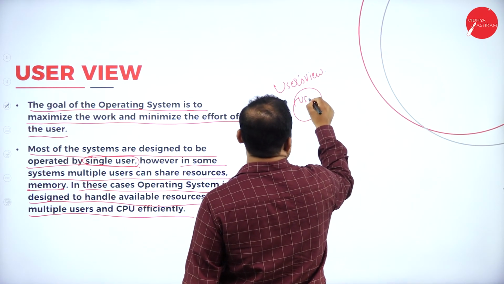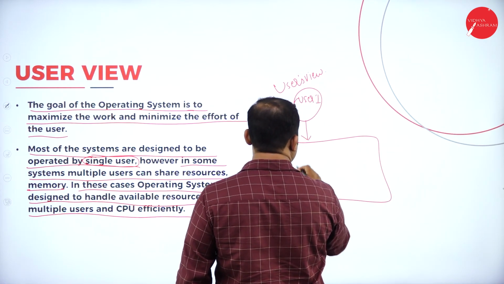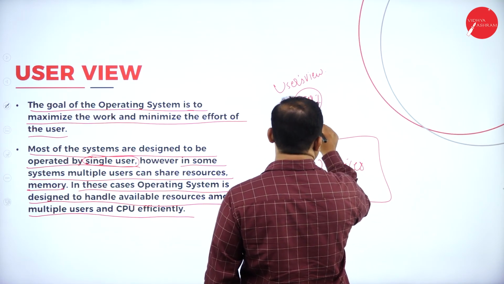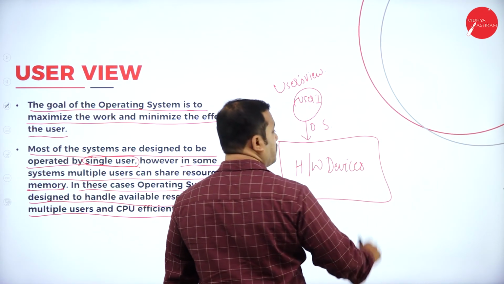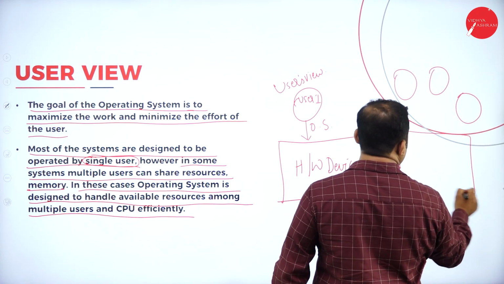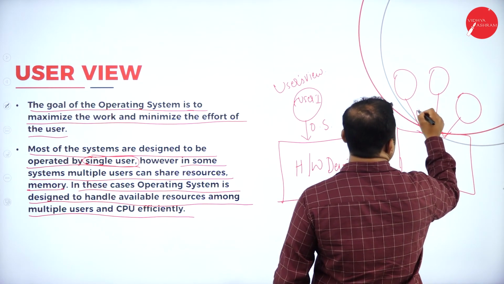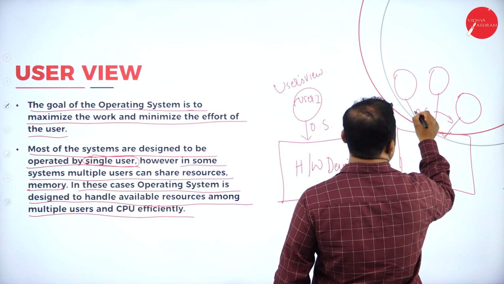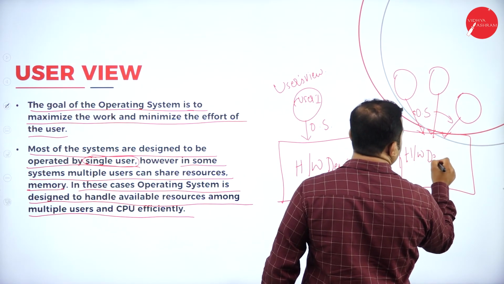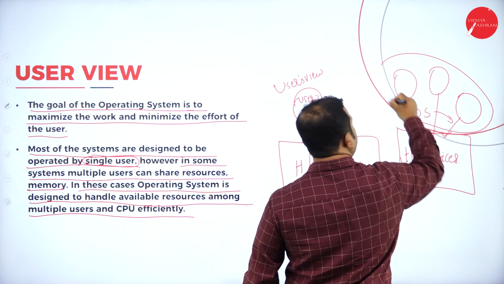Here, user 1 interacts with hardware devices through an operating system. Suppose there are multiple users who want to use the hardware devices, then through the operating system, this indicates that the hardware devices are shared, or the resources are shared among the multiple users.